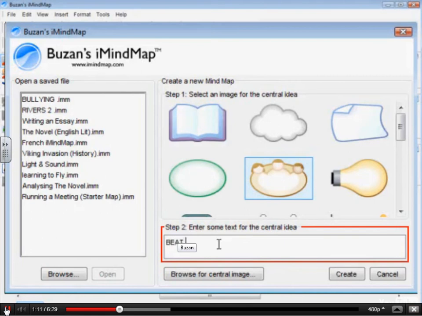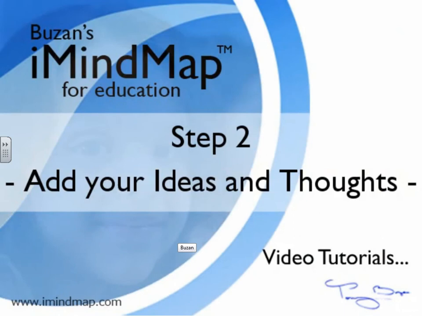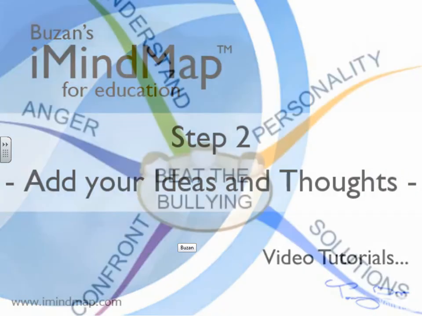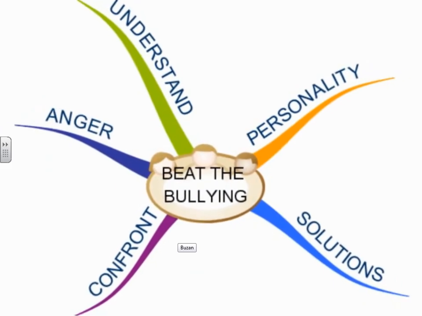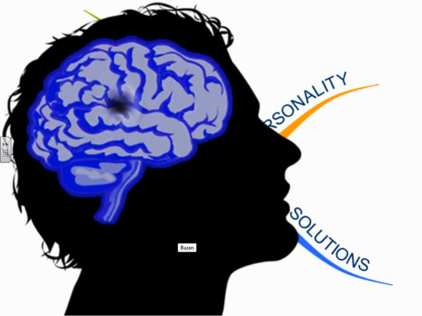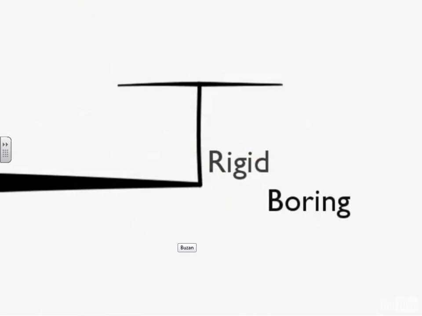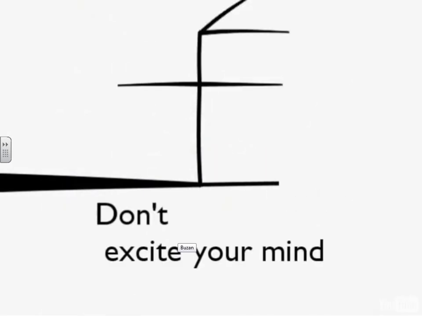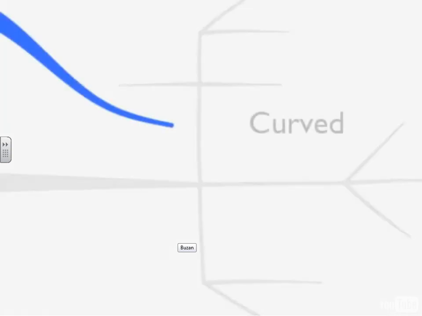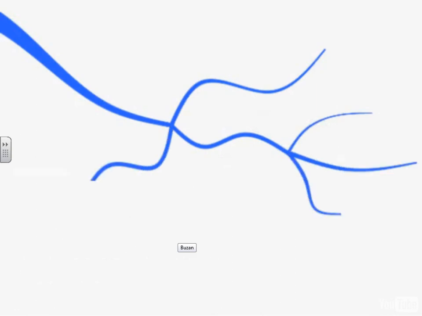And text as well as your image if needed. Step 2, you need to add your ideas and thoughts to your mind map. You can do this by adding branches for each of your ideas. Curved, organic branches are the most effective as they reflect the structure of your brain. Straight lines are rigid and therefore boring. They don't excite your mind, which means that you aren't soaking up so much information. Curved, rounded lines create variety and excitement for your eyes, making the information they hold easier to remember.